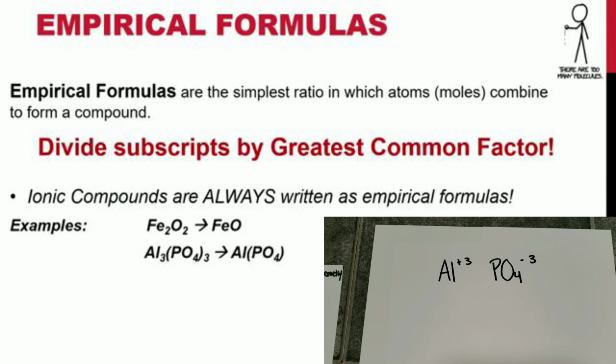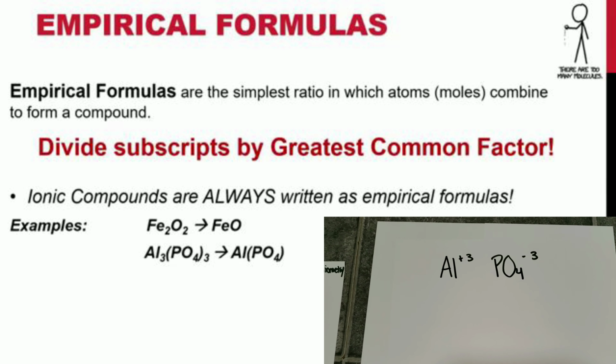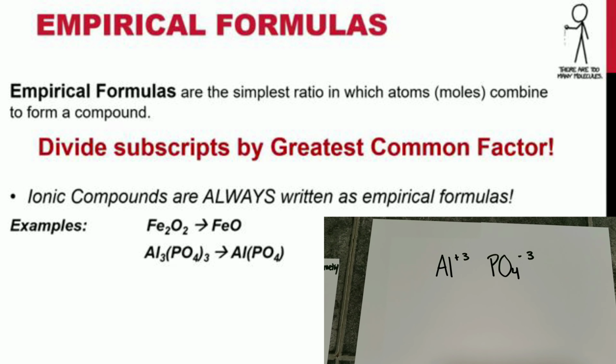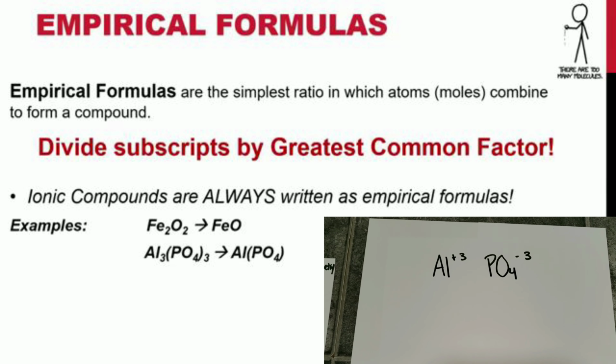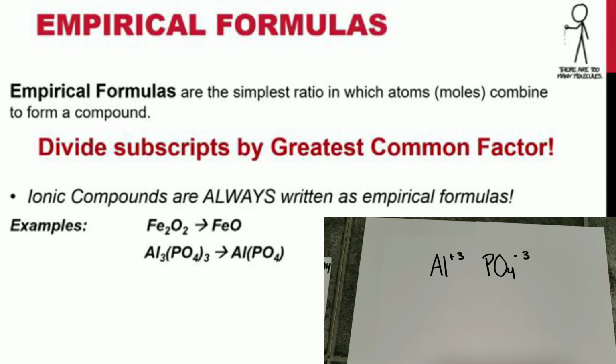The same holds true for aluminum phosphate. When we have 1 aluminum and 1 phosphate, we already have a total charge of 0, so there is no need to use the crisscross trick.